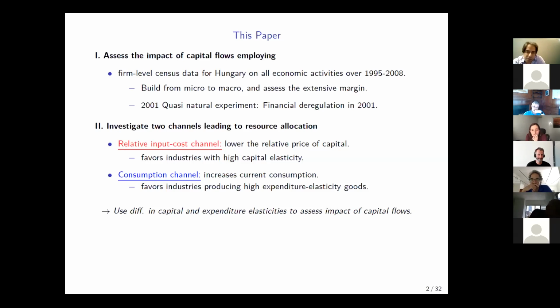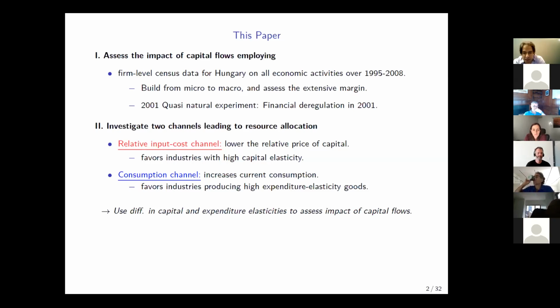Now, your typical model says that consumption is going to increase in basically all of the goods, kind of proportionally, with small differences coming from relative prices. But what we have been learning from the literature is that there is rich heterogeneity in the expenditure elasticity across different goods. So what you should expect is that firms that produce goods that are more income elastic, at least on impact, are going to benefit much more from the financial liberalization.